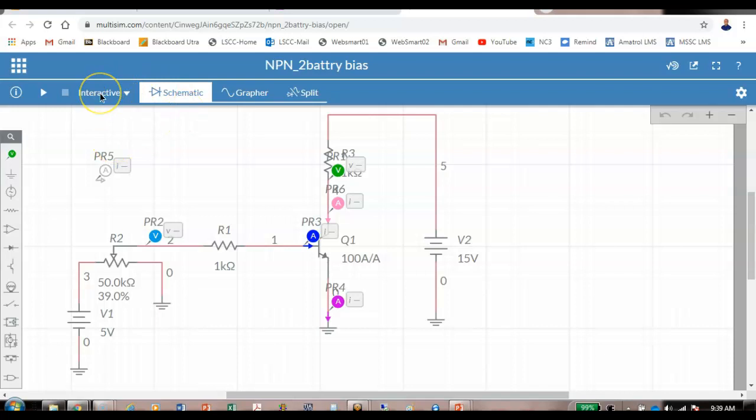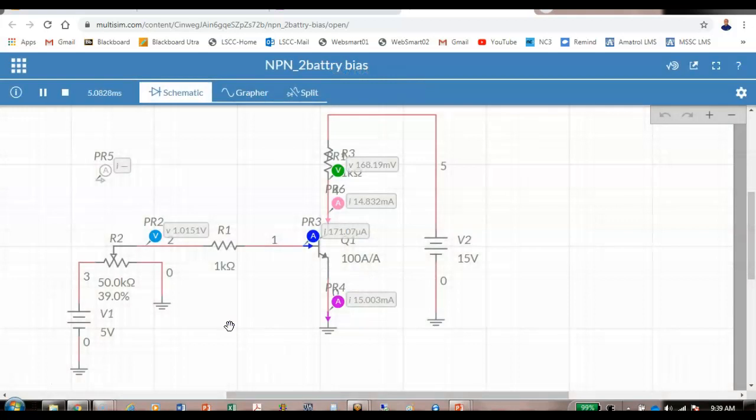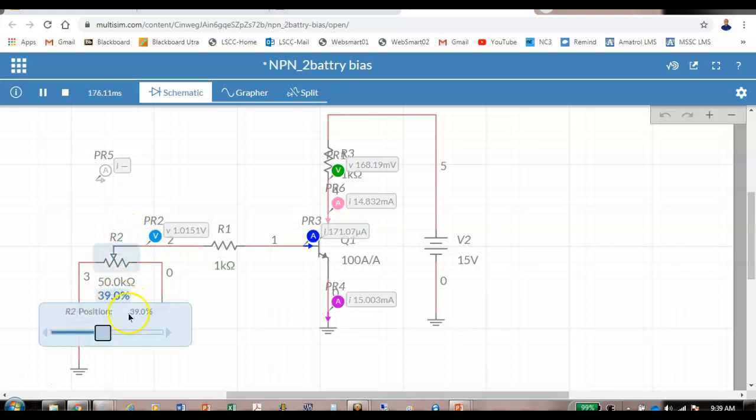I have my simulation set up for interactive, and what I can do is start the simulation. And then we can come up here and change the base current by changing the percentage on this. And hopefully it works. So you can see I'm going to start dropping my percentage down. And so right here, guys, this is the measure of my base current.